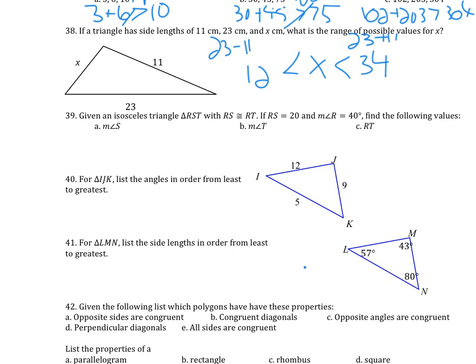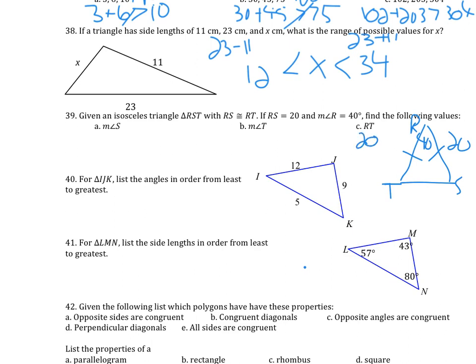All right, 39. Given an isosceles triangle RST, where RS and RT are congruent. RS is 20 and R is 40. So similar to one that we did already. If RS is 20, what is RT? It has to be 20 as well.